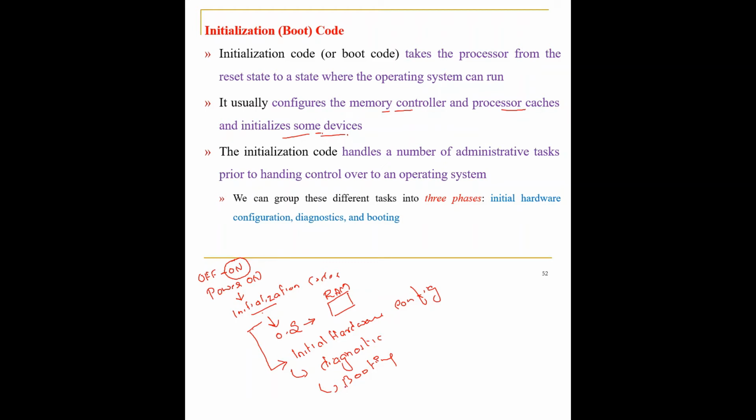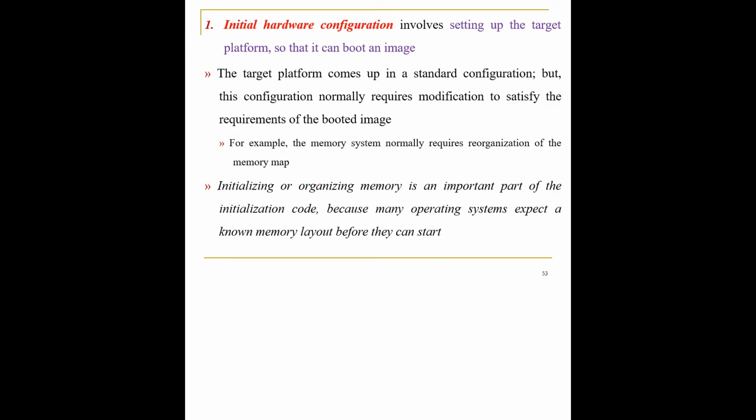Let's see what happens in the initial hardware configuration. Initial hardware configuration involves setting up a target platform so that it can boot an image. Boot an image means it is all about an operating system. When I say image, it's an operating system. The target platform comes in a standard configuration, but this configuration normally requires modification to satisfy the requirements of the booted image, or in order to boot the OS, it requires some modification.